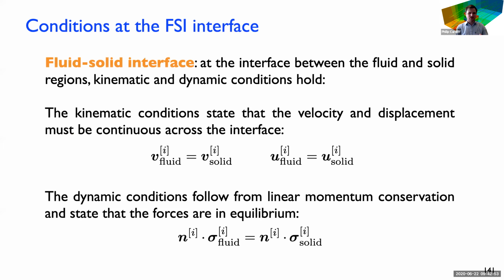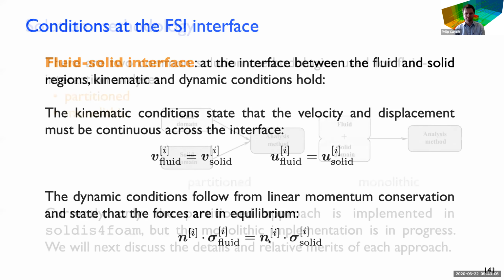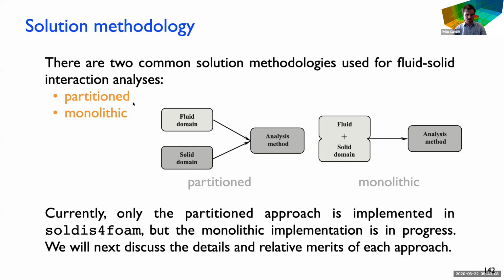So in addition to the solid and fluid equations, we also have to enforce the interface conditions. So the velocity of the solid and fluid have to be the same either side, and the displacement, and the traction or the force. This can be done partitioned, which is what's implemented in solids4Foam, or you can do monolithic. People have tried this in OpenFOAM already, and there are some papers on it, but there are problems with this approach. But I think people will continue to work on this, and we'll eventually get a working version.